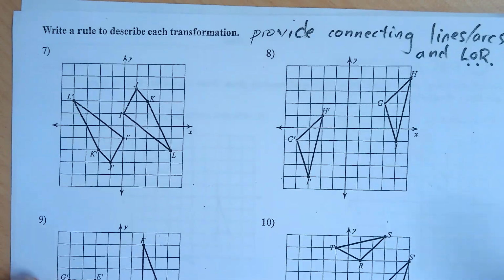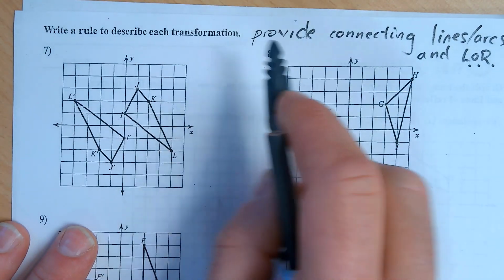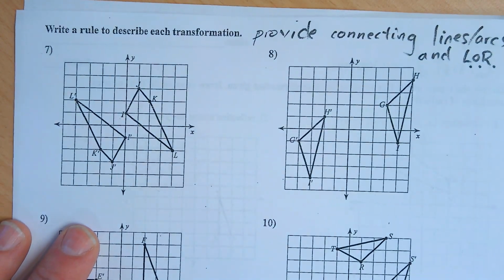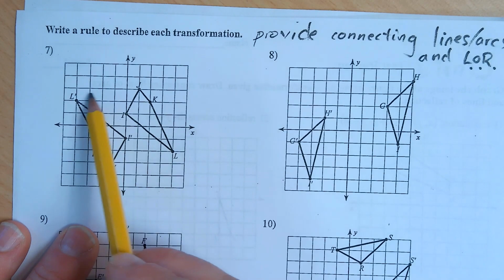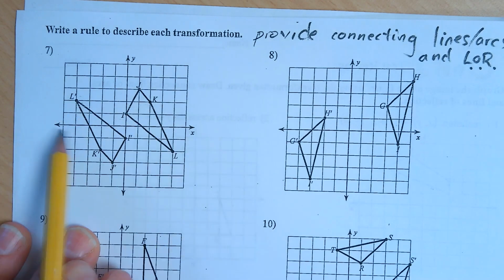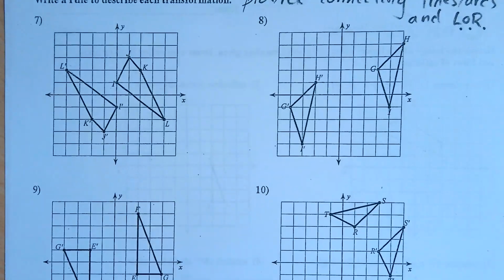Next page. Write a rule to describe each transformation. Provide connecting lines, arcs, and lines of reflection. Is this a reflection? Well, this would reflect to there, this would reflect to there. Remember, reflections happen in parallel lines. So this is not a reflection.